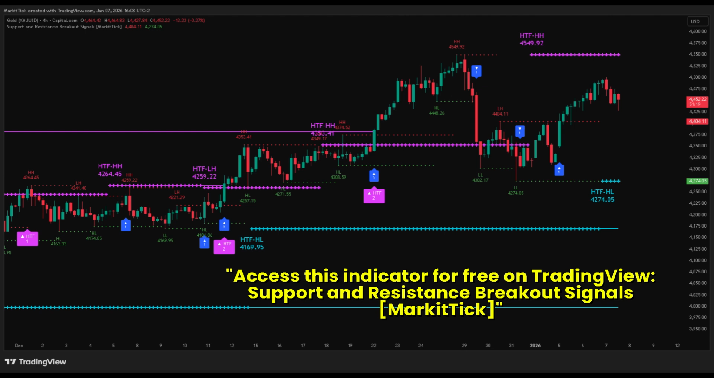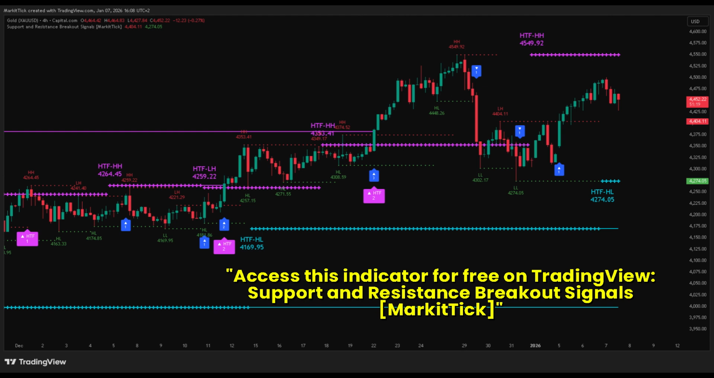Market structure labels. Located at the pivot points, these text labels define the trend structure. HH/LH, higher high/lower high, red text. LL/HL, lower low/higher low, green/aqua text. HTFR/HTFS indicates major structural pivots from the higher timeframe.